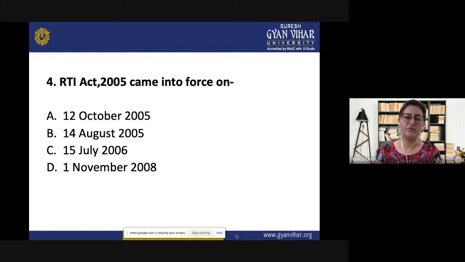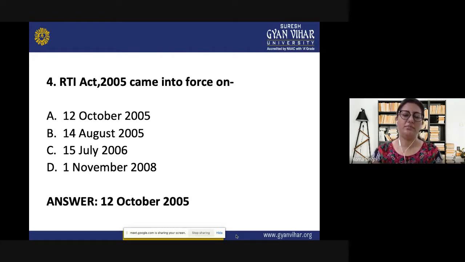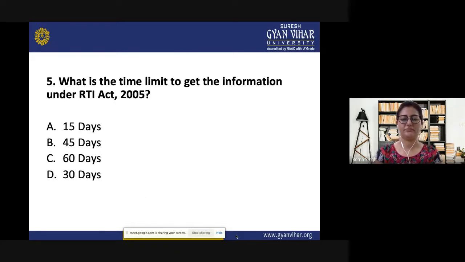RTI Act 2005 came into force on, as we have repeated this many times, the options are 12th October 2005, 14th August 2005, 15th July 2006, 1st November 2008. The correct answer is 12th October 2005. So the RTI Act came into force on 12th October 2005.